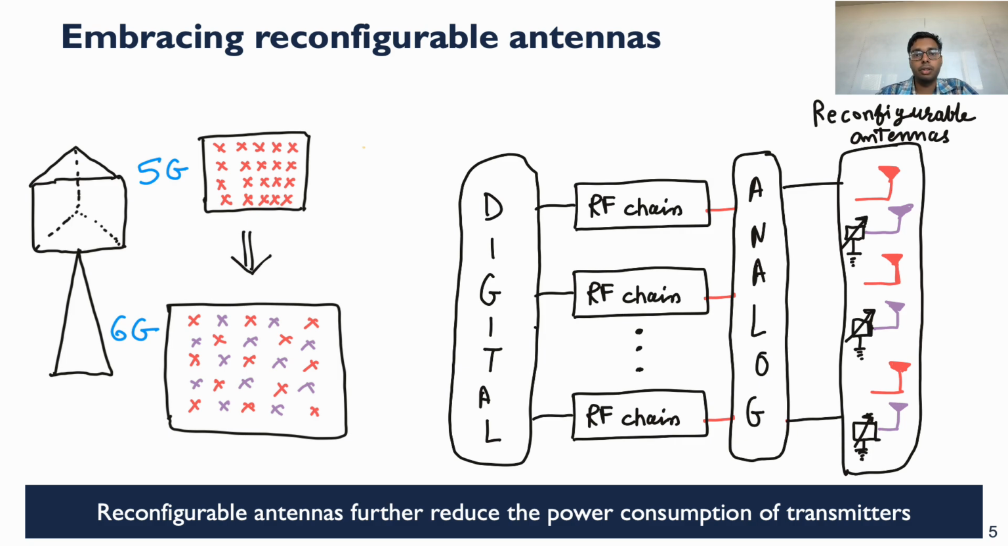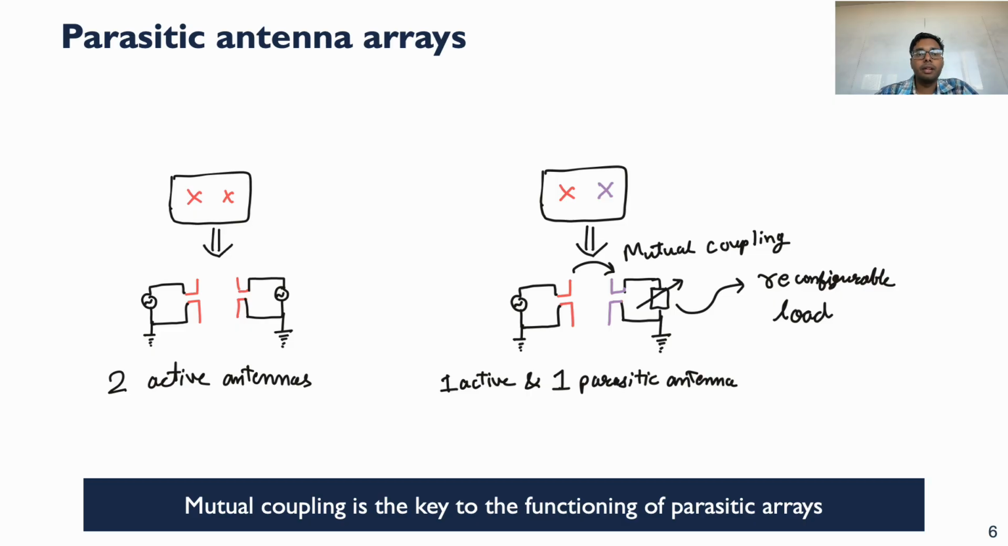My research focuses on embracing reconfigurable antennas on the cell tower, specifically parasitic antennas. Let's look at this two antenna example. On the left, both antennas are active, meaning they are both connected to an RF chain. On the right, only one antenna is active and the other is parasitic antenna connected to a reconfigurable load.